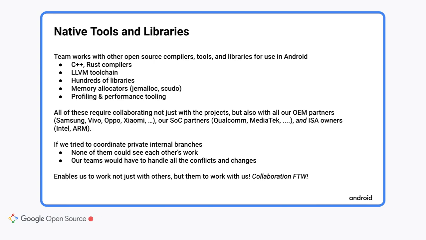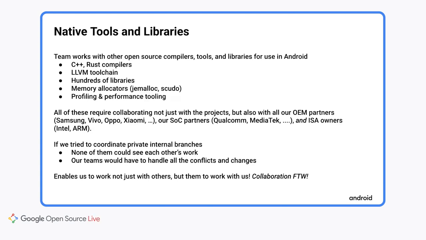So one of my teams is the Native Tools and Libraries team. And basically, what they work on are not just the compilers, not just the C++ and Rust compilers, but also things like the LLVM toolchain, which includes not only the code generators, but also all of the stuff that tidies up the code, that lints to check for errors in the code, or even the debuggers that work directly against the compiled code.